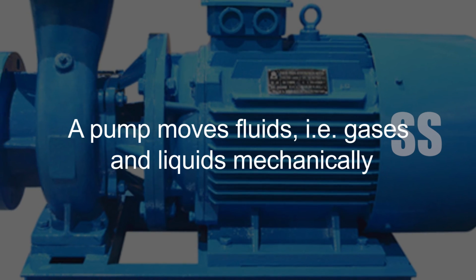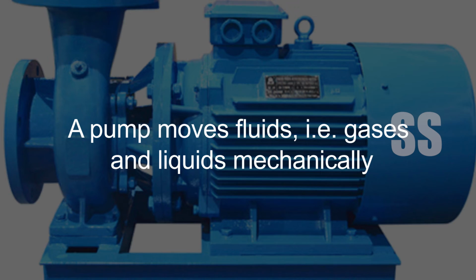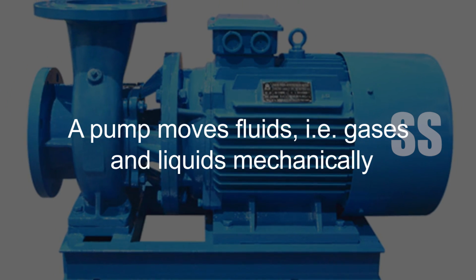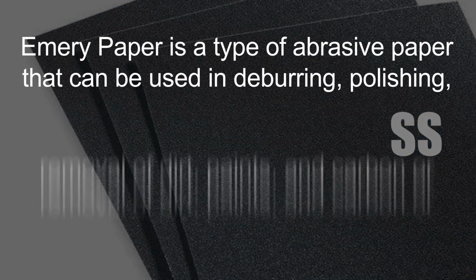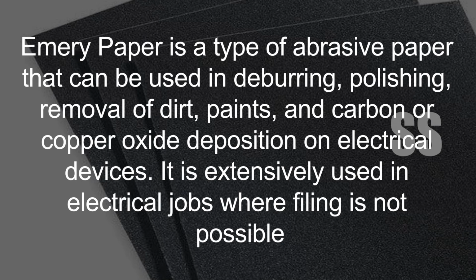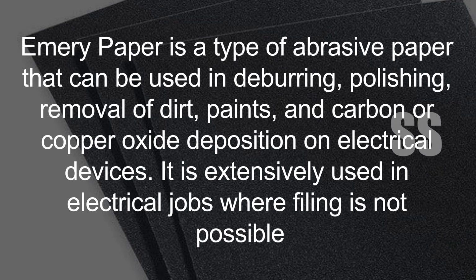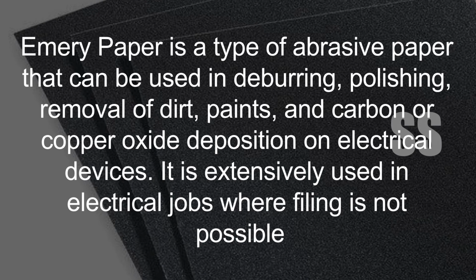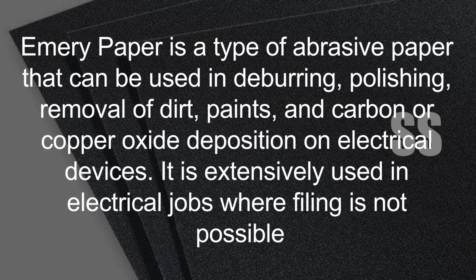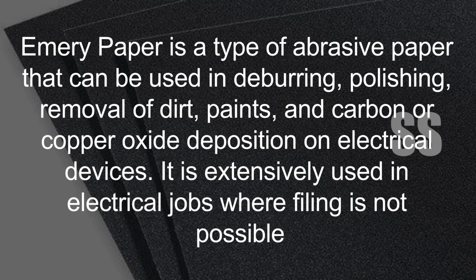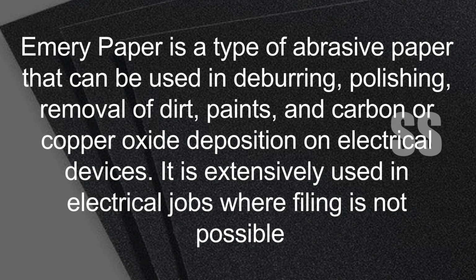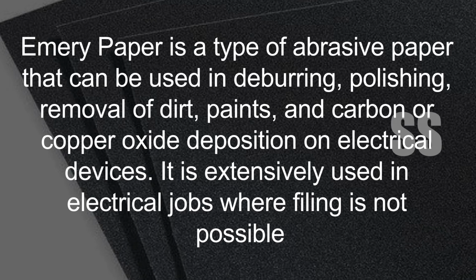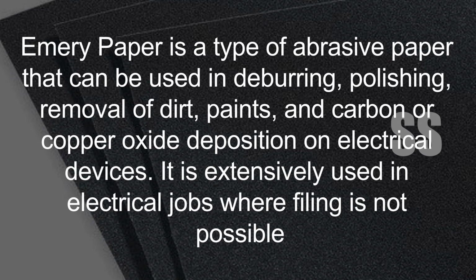A pump moves fluids, that is, gases and liquids, mechanically. Emery paper is a type of abrasive paper that can be used in deburring, polishing and removal of dirt, paints and carbon or copper oxide deposits on electrical devices. It is extensively used in electrical jobs where filing is not possible.